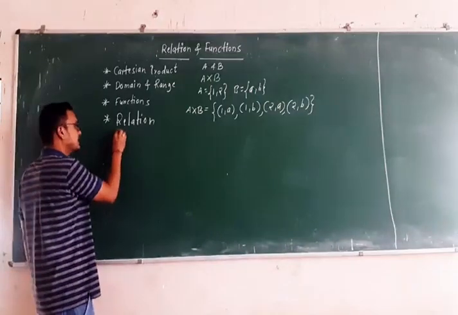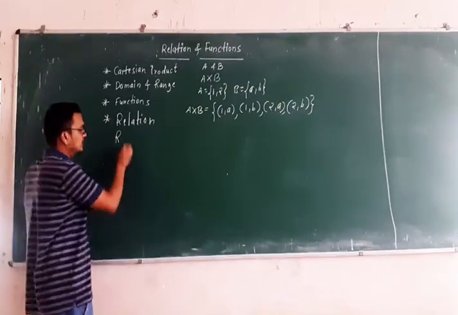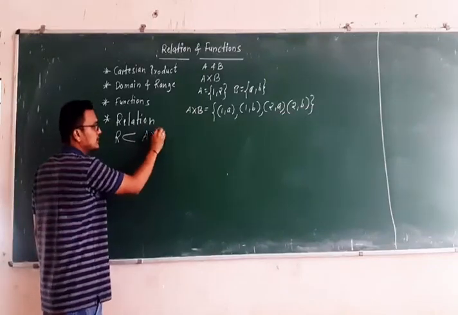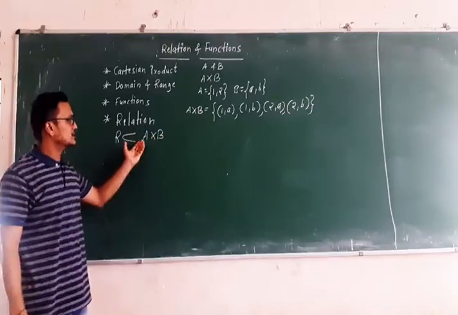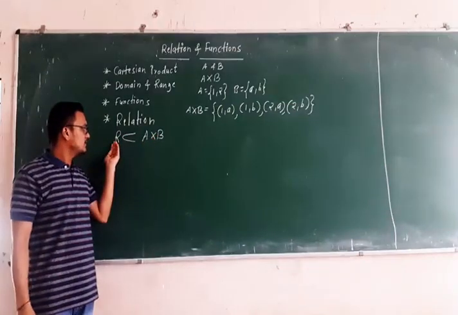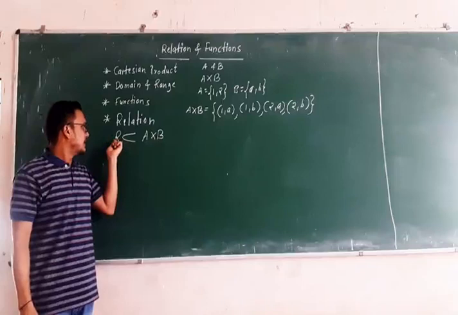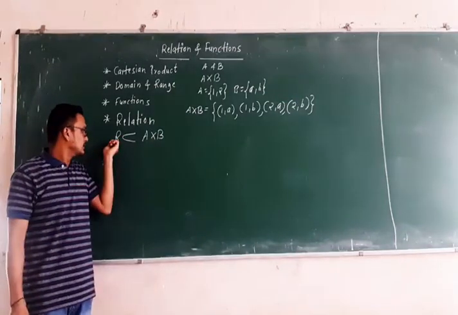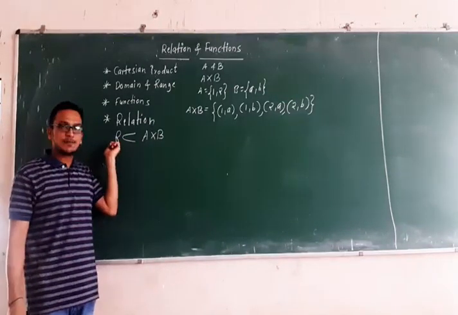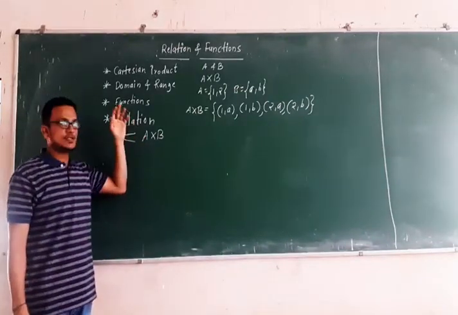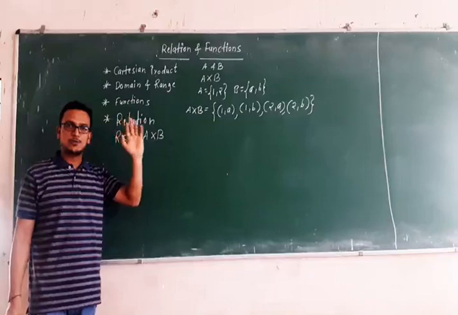This means, suppose I denote the relation by R, then it is always a subset of the given Cartesian product. If there are two sets, A cross B, then that relation will be a subset of that Cartesian product, and that expression is called a relation. So simply we say that a relation is a subset of the Cartesian product.